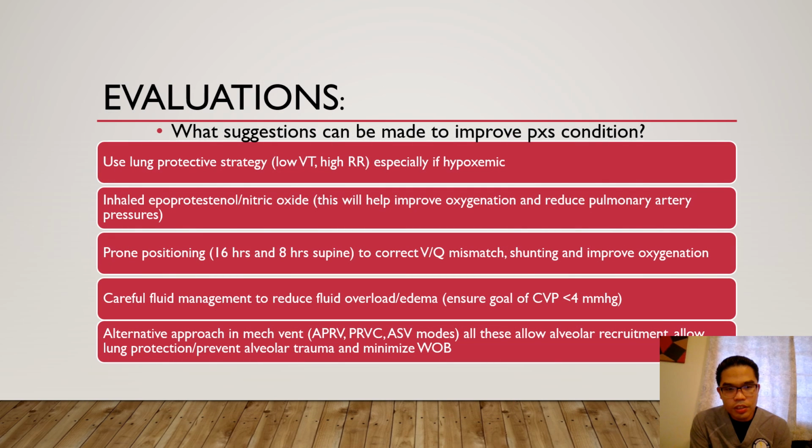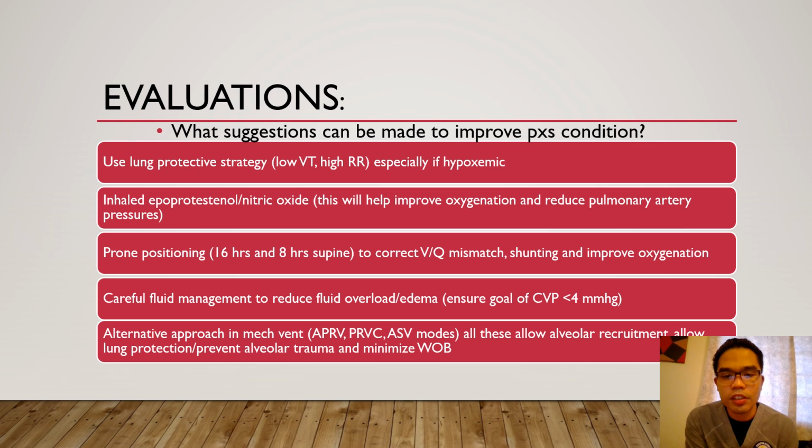So, evaluations. Suggestions that I can give to the patient: provide a lung protective strategy, since the patient is hypoxemic and could have ARDS, with low tidal volumes and a high respiratory rate, or what we can call permissive hypercapnia. Also inhaled epoprostenol or inhaled nitric oxide, which will help improve oxygenation and reduce pulmonary artery pressures. Prone positioning, suggested at 16 hours proning with 8 hours supine.